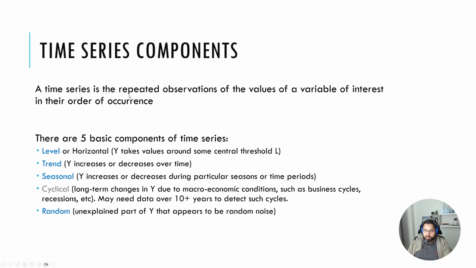So what is a time series? It's repeated observations of the values of a variable of interest in their order of occurrence. Order is important. So the most recent value, then the value before that, the value before that, they have to be in order. And when we analyze time series data, we want to pick the appropriate method to use because we have multiple time series forecasting methods. Which method we pick depends on what components the time series has.